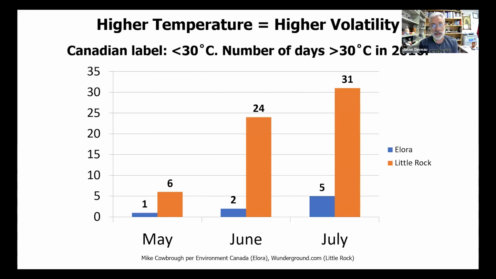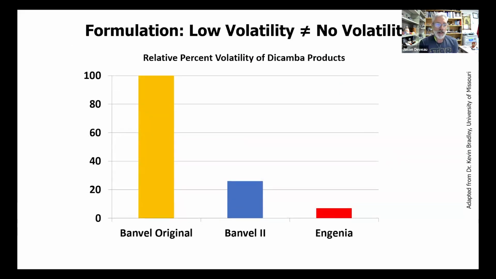And in July, hang your sprayers up in Arkansas because every day was too hot to use a volatile. And in Elora, there were 5. So anyone looking for a warm place to go for the summer, go check out Arkansas. But your environmental conditions are definitely a factor in volatility.